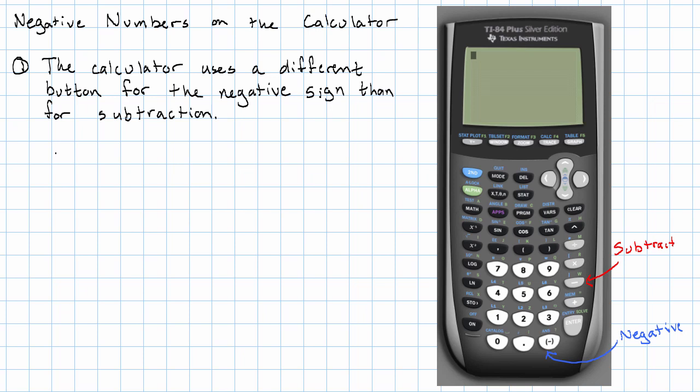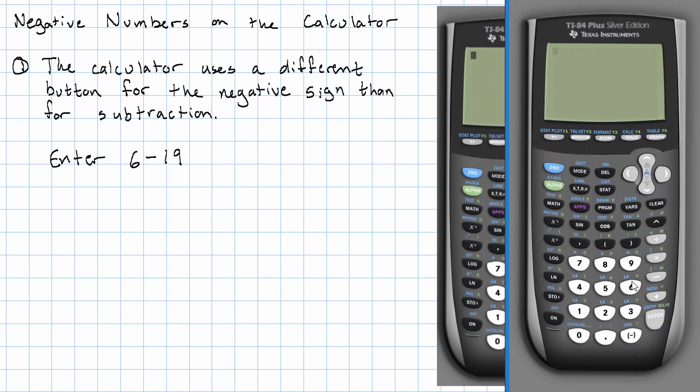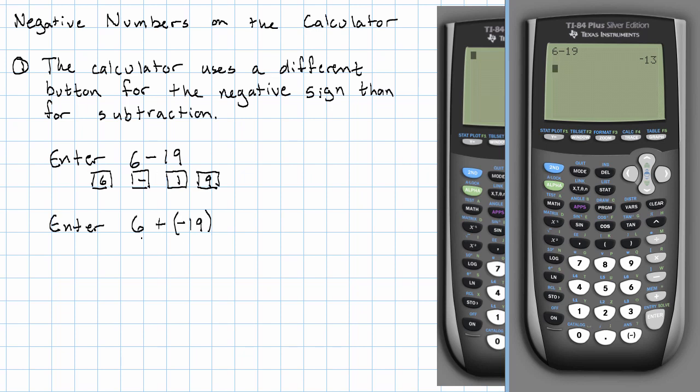So to enter 6 minus 19, I would hit 6, the subtraction key, and then 19. On the other hand, if I wanted to enter 6 plus the number negative 19, I would enter 6 plus the negative sign at the bottom of the keypad, 19.